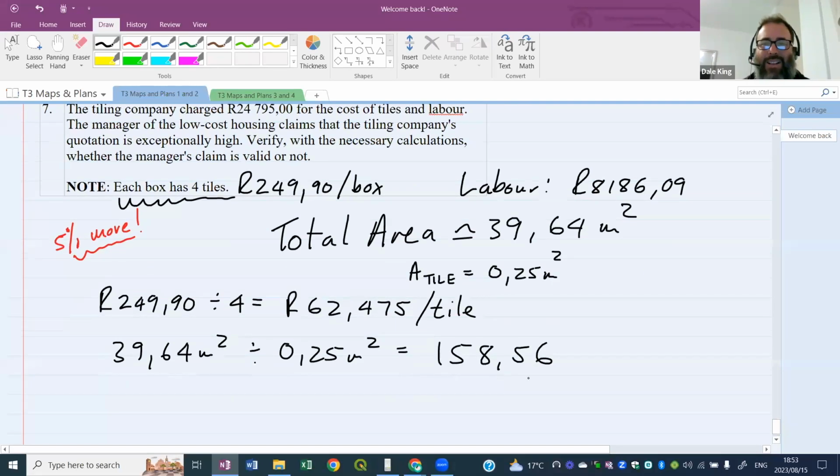Now, these are tiles, right? You cannot purchase 0.56 of a tile. But just remember that. We're not going to worry about that too much now because there's something I have to do first. I know I need to round to a whole tile, all right? But when working out how many tiles you need, be careful because you need 5% more. The 5%, Katleko, thank you. So I need this plus 5%.